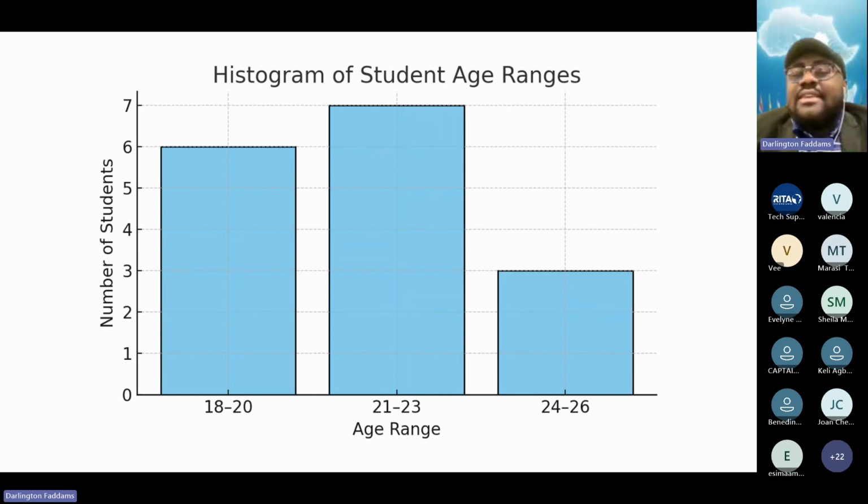All right, so this is a very simple example. Most of the time, the histogram doesn't have spaces, but it's just a simple example that I'm showing you. And I'm asking a question: between 21 and 23, how many students are within that age group or range?